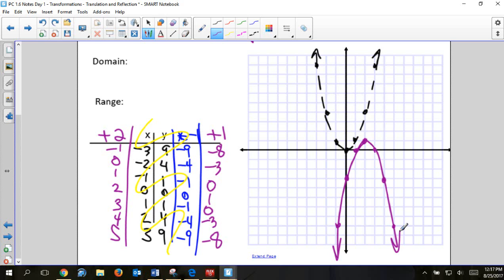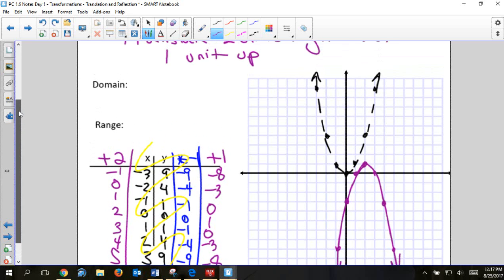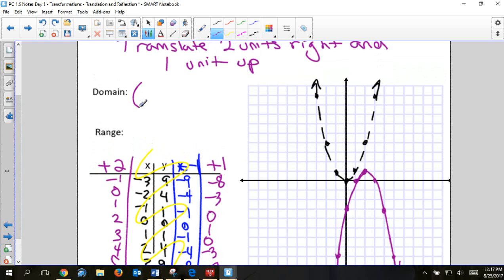Okay, when you're ready to go on, flip the page over so I know I can go. Oh wait, we forgot domain and range. Let's do our domain and range first. Domain will be all real numbers for all quadratics. So we do negative infinity to positive infinity, and then the range would be from negative infinity up to positive 1, equal to. Now if you're ready to go on, flip it over.